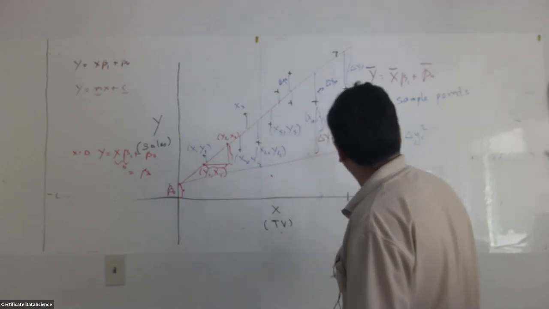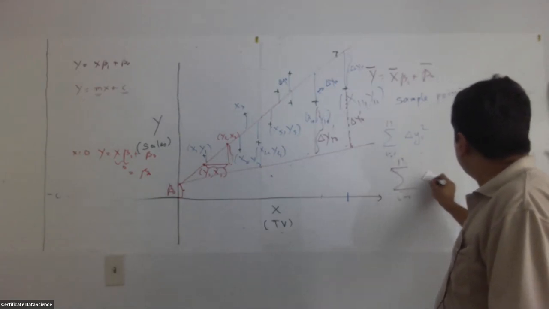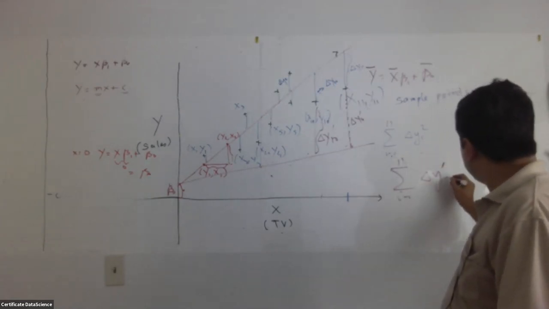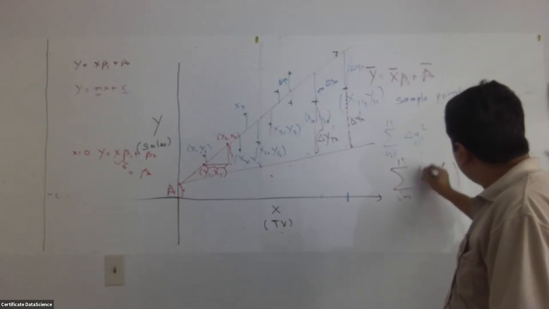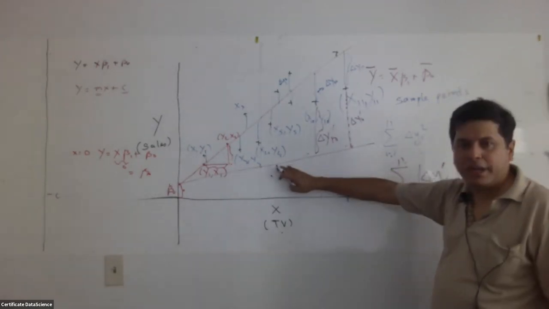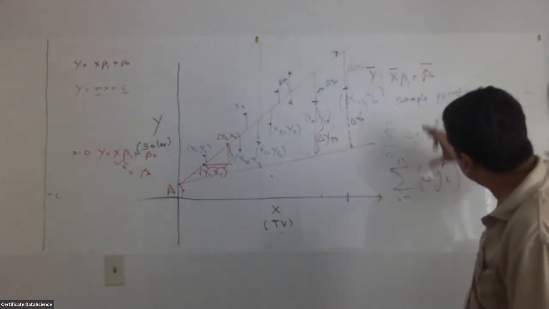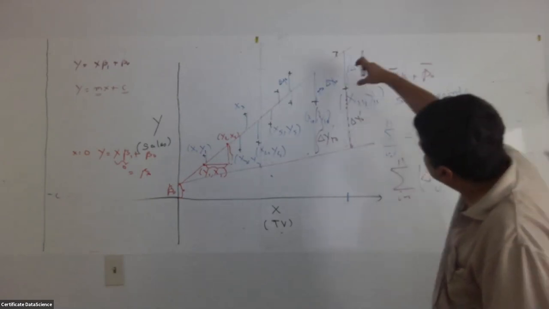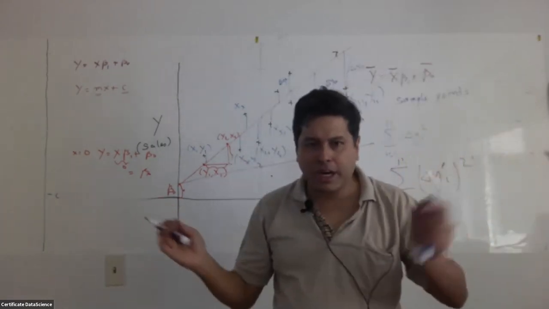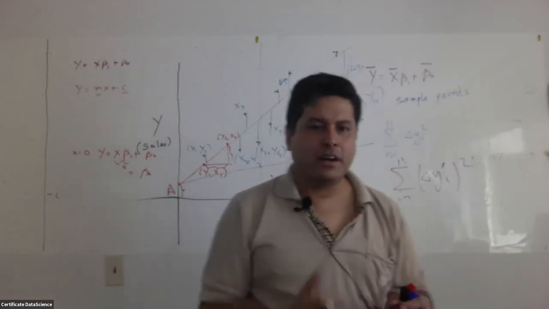Other choice. So if you do this, you would notice that delta y prime, I'm using the prime, squared, this number would be a lot bigger. Because this line is way impractical. It doesn't even make sense. So there is a difference between this line and this line. This line, all these errors that you square up for the y would be bigger.